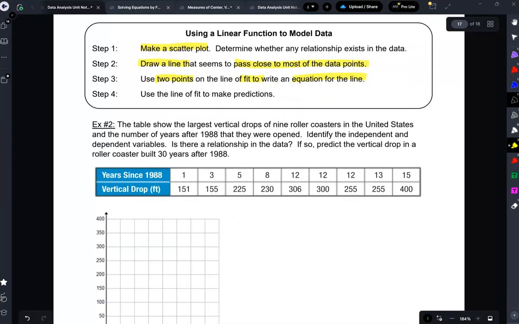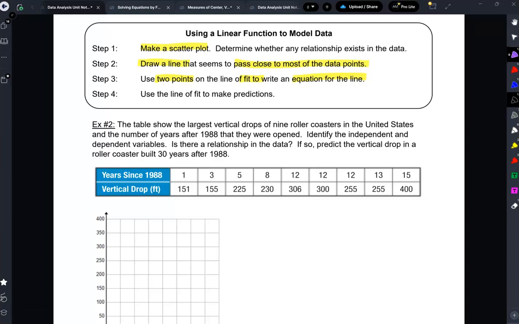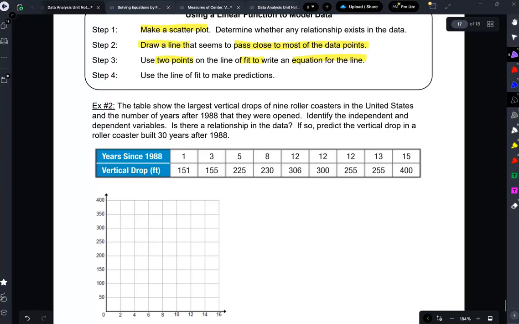So take a look here. The table shows the largest vertical drops of 9 roller coasters in the United States and the number of years after 1988 they were opened. Identify the independent and the dependent variables. Is there a relationship? And if so, we're going to predict a vertical drop 30 years after.